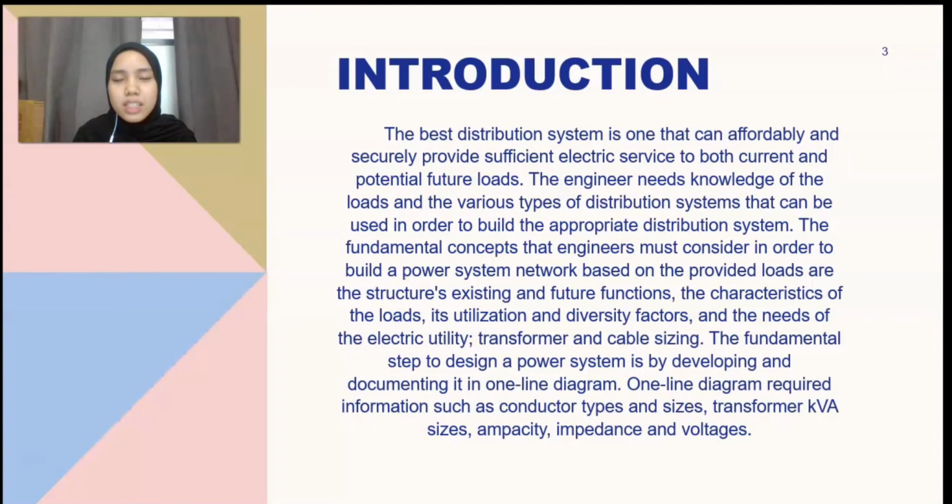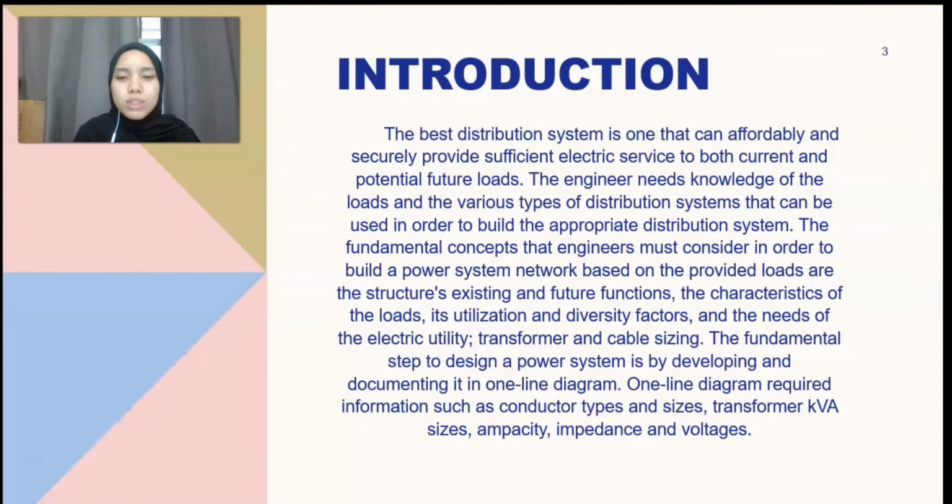The fundamental concept the engineer must consider in order to build a power system network based on the provided loads are the structure's existing and future functions, the characteristic of the loads, its utilization and diversity factors, and the needs of the electric utility such as transformer and cable fencing.